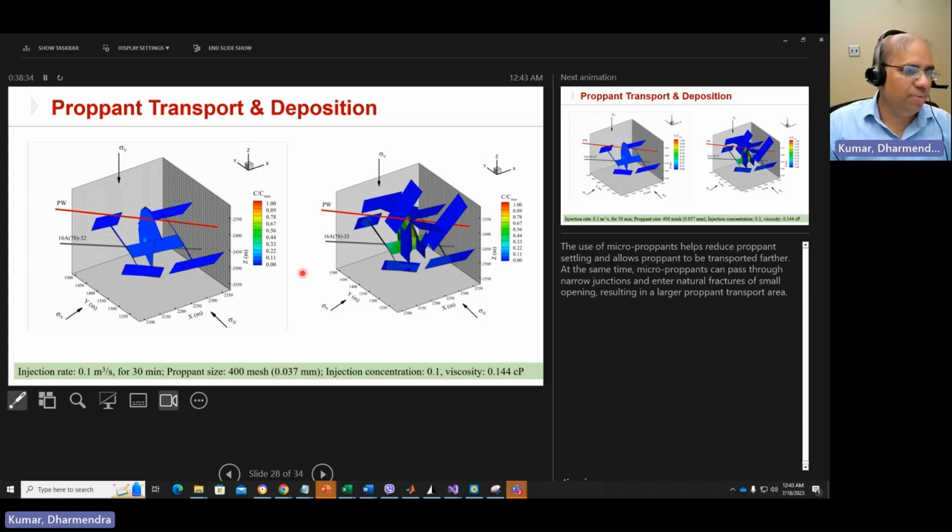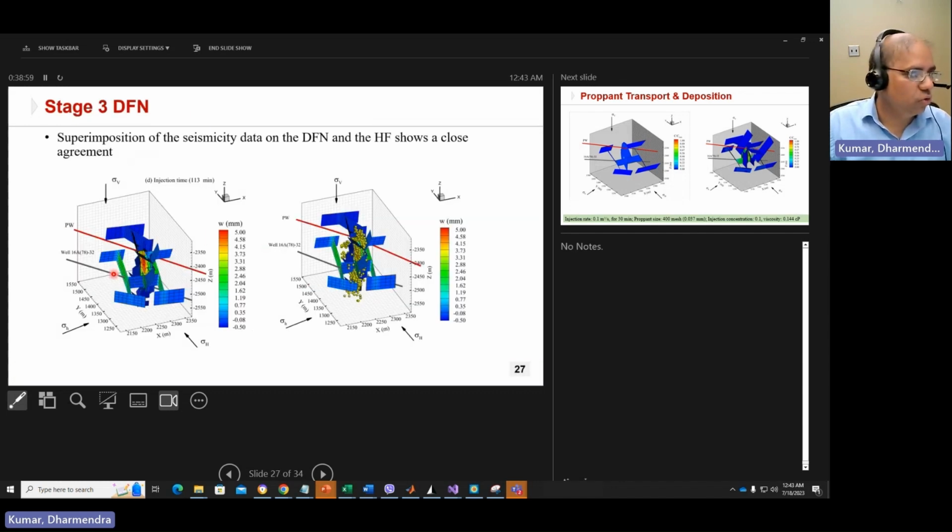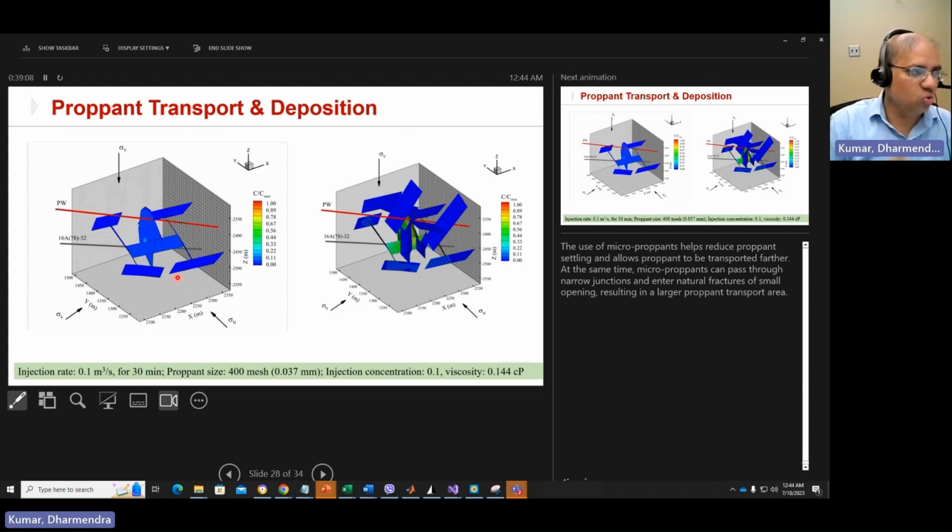In this case, we have seen proppant earlier in the petroleum reservoir. Let's see how proppant behaves in this complex reservoir, because once you stimulate this DFN, you want to keep it open for continuous heat circulation. So we are interested in pumping some proppant. But if you see this, there's not very good connectivity between natural fractures and hydraulic fractures, and it's very hard for bigger proppant particles to pass through these natural fractures because they don't have much opening.